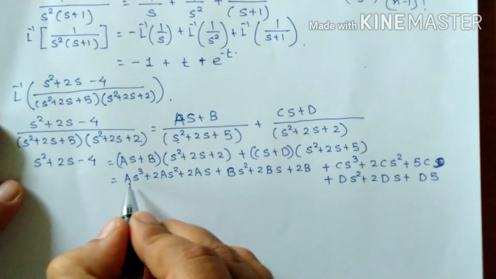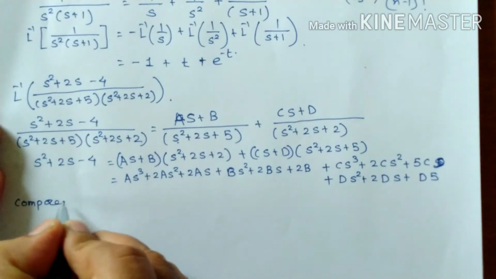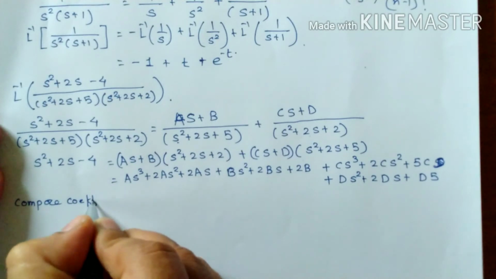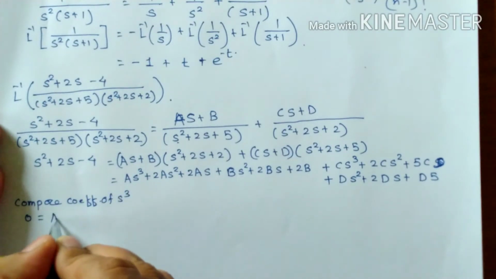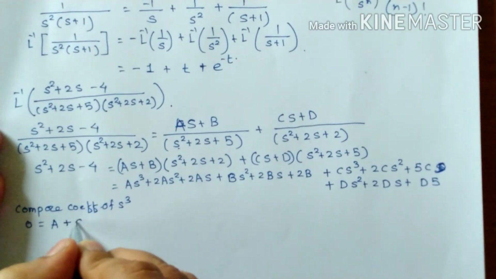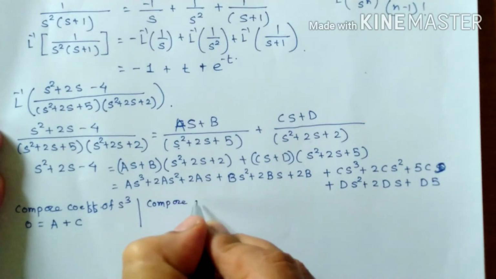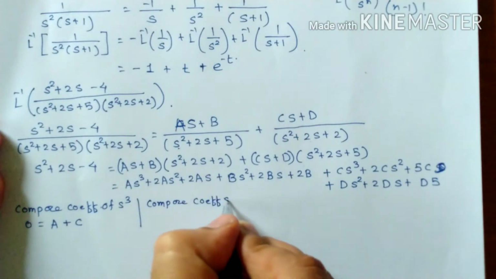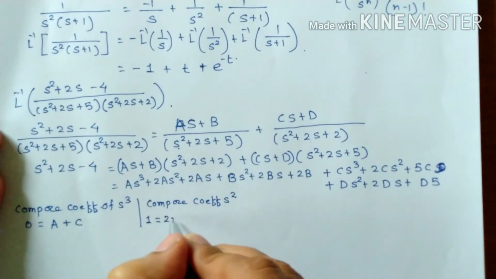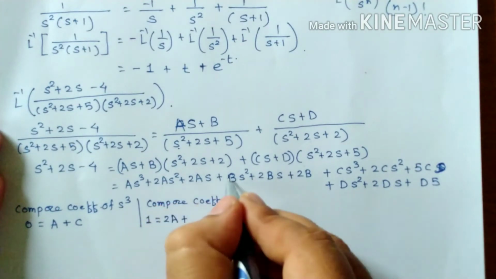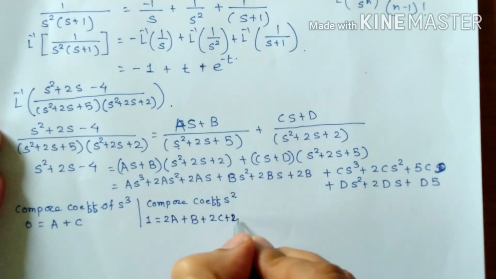See, here is an s cube, here also s cube. Compare s cube terms. Compare coefficients of s cube. On the left side there is no s cube, so 0 is equal to a plus c. Next, compare the coefficient of s square. There is s square on the left side, which is 1. On the right, 2a plus b plus 2c plus d.